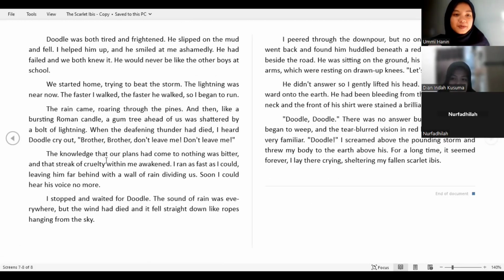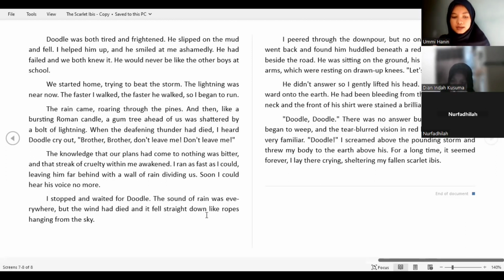Okay. Where's the paragraph of resolution? The resolution, ma'am, is from paragraph 19 until 21. Okay. And the orientation? It starts from paragraph 22 until 24, ma'am.